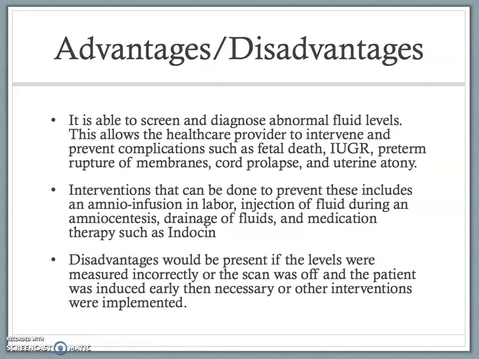Interventions that can be done to prevent these include an amnio infusion in labor, injection of fluid during an amniocentesis, drainage of fluids, and medication therapy such as Indocin. Indocin helps to reduce fetal urine production and output, which decreases the fluids. Disadvantages would be present if the levels were measured incorrectly or the scan was off and the patient was induced early, or other interventions were implemented.